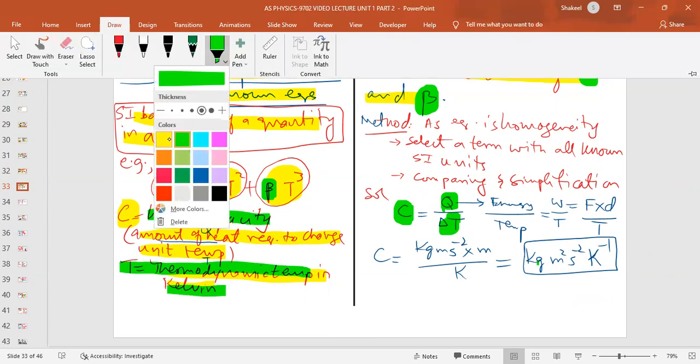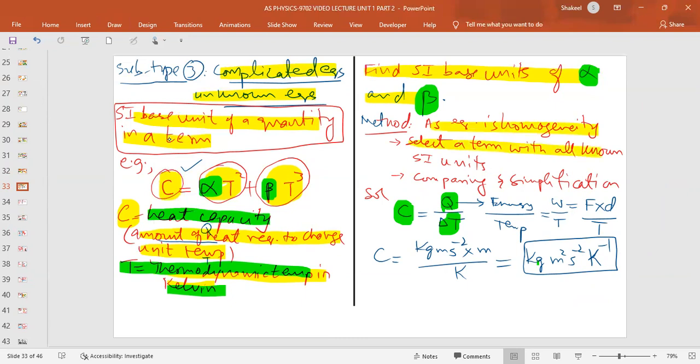So now how you will do it, as the equation is homogeneous, you have to select a term with all known SI units, and then you have to compare and simplify. So let's see, we know the unit of C, that is heat capacity. So C is selected, which is Q over delta T. You can look in the quantity chart for its formula, which was on slide 4 or 5.